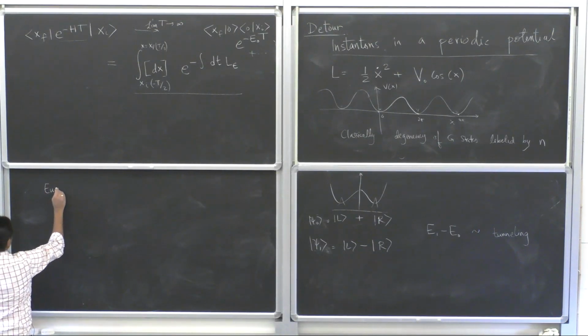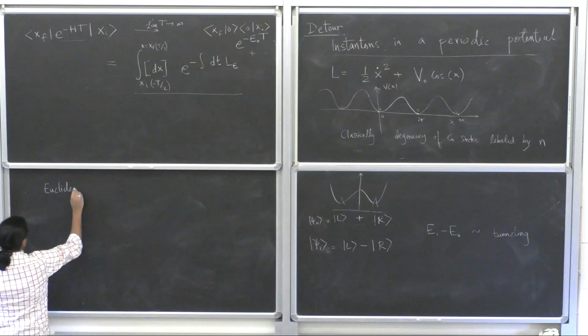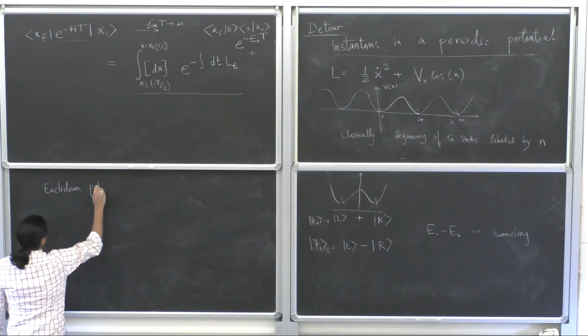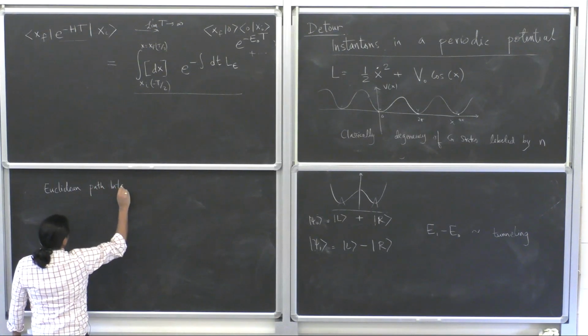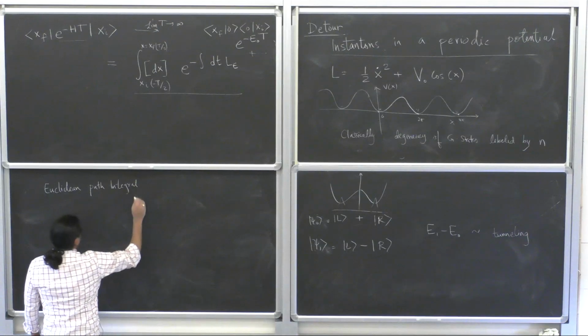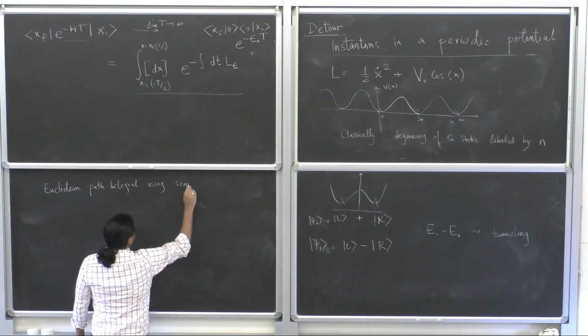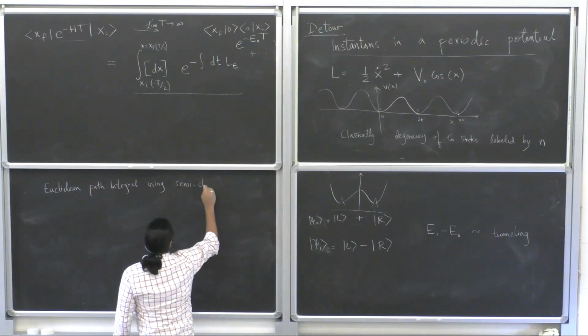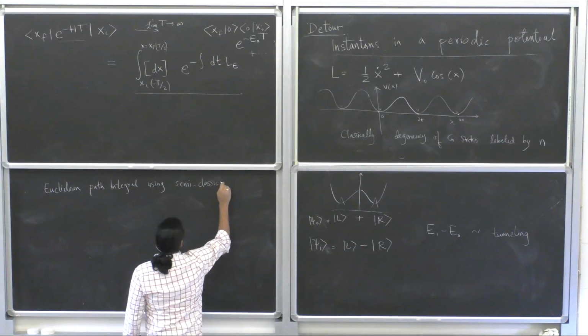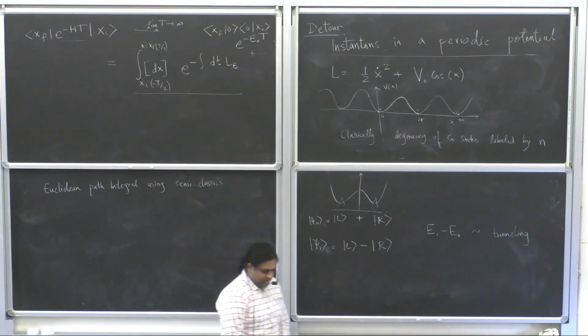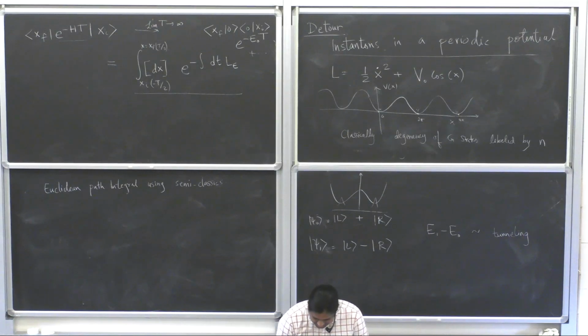So what we're going to do is to evaluate this Euclidean path integral using semi-classics. And we'll meet our friend instantons there, which you'll meet everywhere in this course, and also meet them when Ed's talking about vacuum decay.